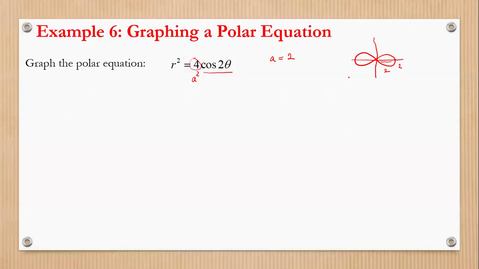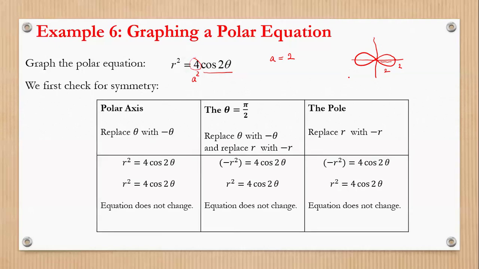First, we need to check for the symmetry. If we replace theta by negative theta, the cosine doesn't change. So the equation doesn't change. So the answer is yes, it's symmetric about the polar axis. If I change theta to negative theta and r to negative r, again, the cosine doesn't change. The cosine of negative theta is the same as the cosine of theta. And if you change r to negative r, again, we get the same r squared. So the answer is yes, it's symmetric about the y-axis. And if you only change r to negative r, again, the equation doesn't change because of the r squared. So the answer is yes.